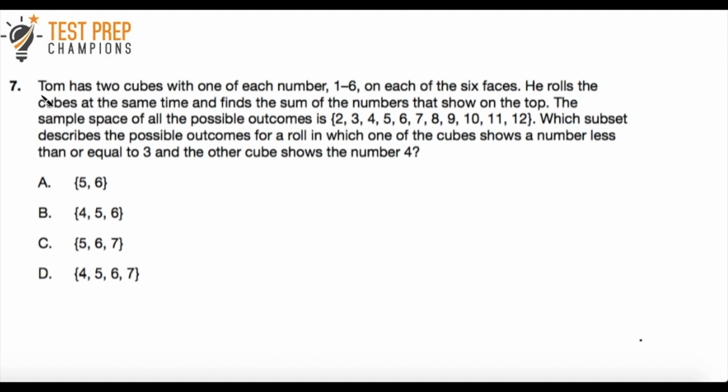It says Tom has 2 cubes with one of each number, 1 through 6 on each of the 6 faces. He rolls the cubes at the same time and finds the sum of the numbers that show on the top. The sample space of all the possible outcomes is 2, 3, 4, 5, 6, 7, 8, 9, 10, 11, and 12. Which subset describes the possible outcomes for a roll in which one of the cubes shows a number less than or equal to 3 and the other cube shows the number 4?